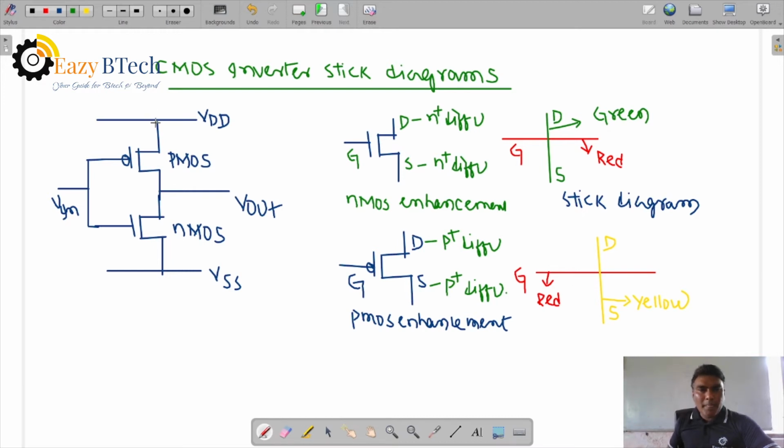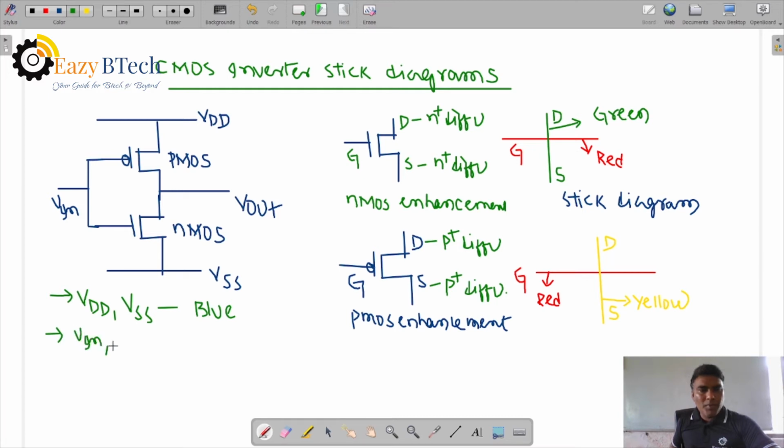So let us see a CMOS inverter stick diagram. This is a CMOS inverter. The PMOS transistor is there, the NMOS transistor is there, and we have their respective stick diagrams and VDD, VSS. VDD and VSS are blue in the color stick diagram. Input and output terminals we can also take as blue.